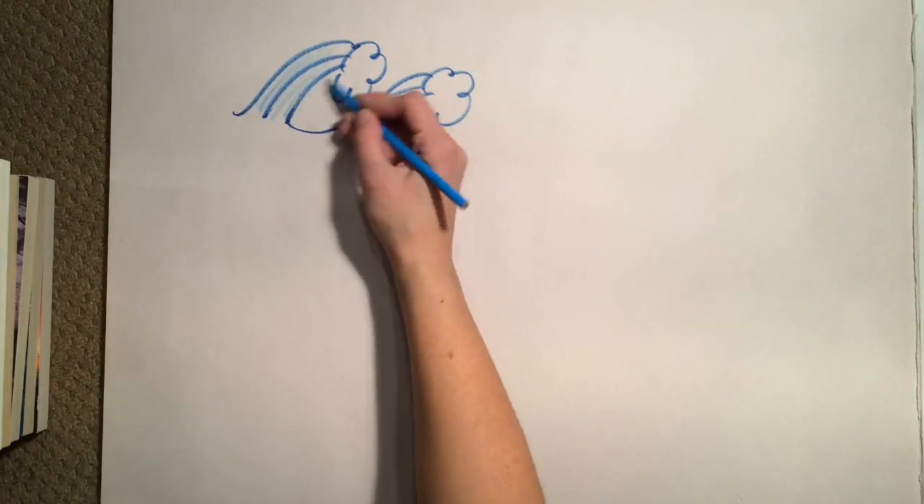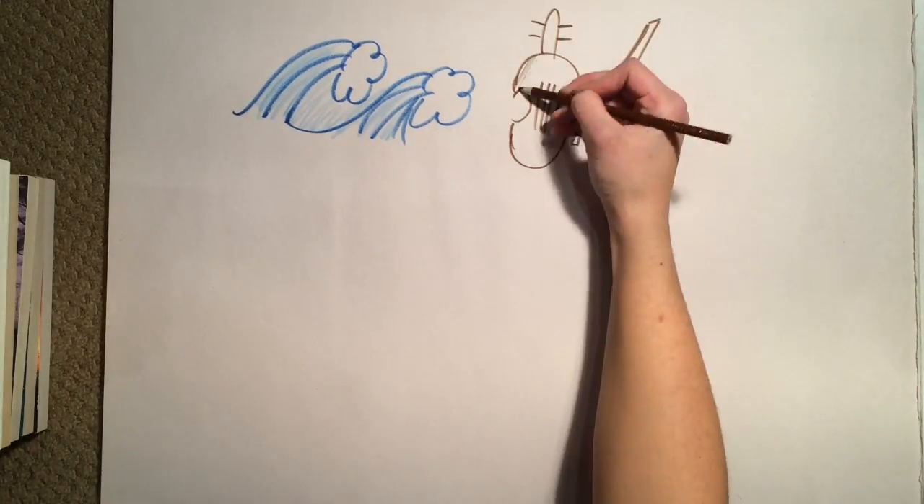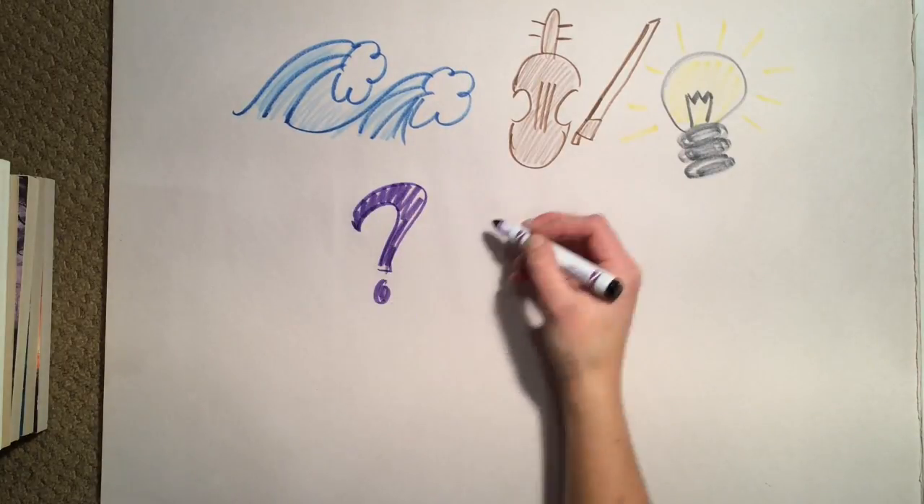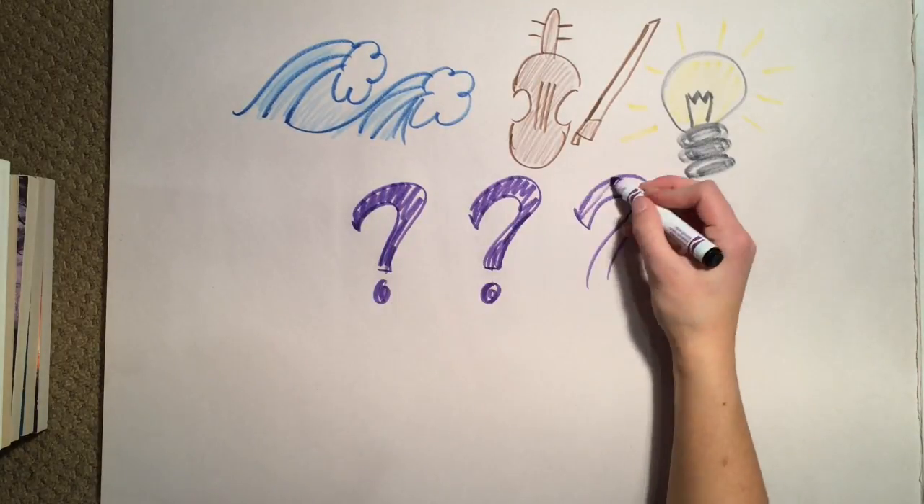Here's something to think about. What does the ocean have in common with violin music and a light bulb? Although they may seem completely unrelated, they actually share one important thing.